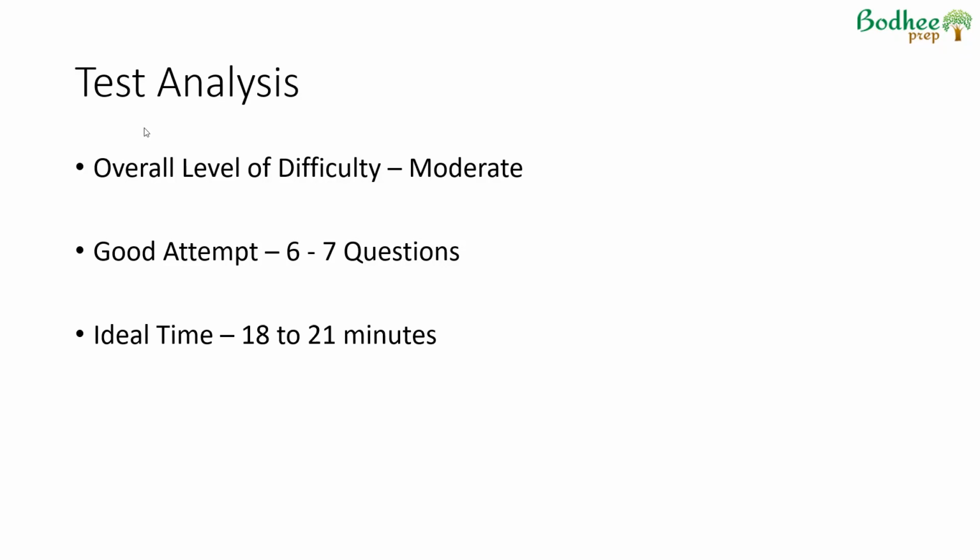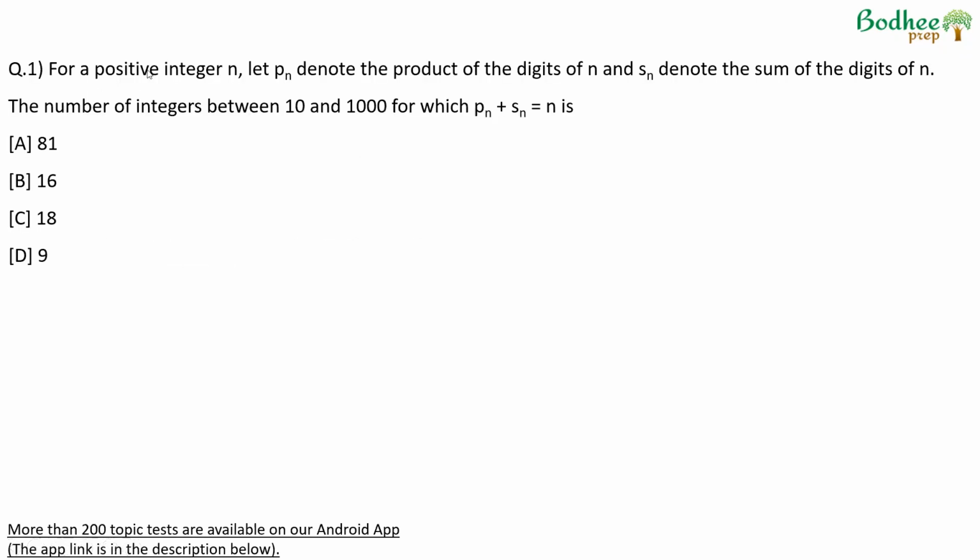If you look at the questions one by one, the first question says, for a positive integer n, let Pn denote the product of the digits and Sn denote the sum of the digits, the number of integers between 0 and 1000. So we are talking about 2-digit, 11, 12, 13, 14 up till 99, and 3-digit numbers.